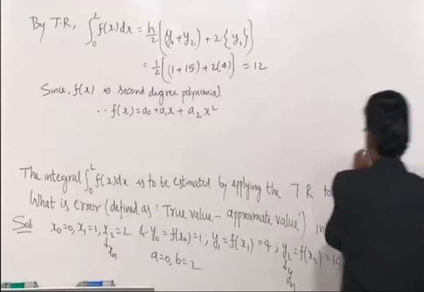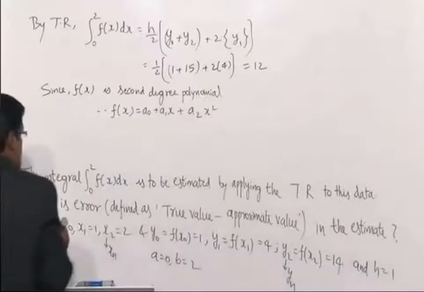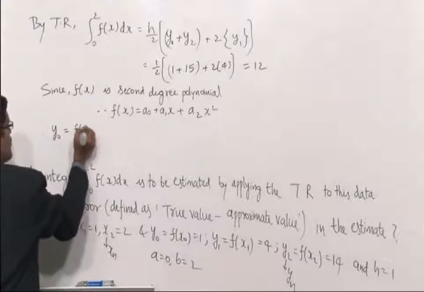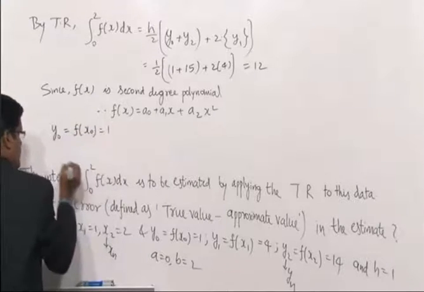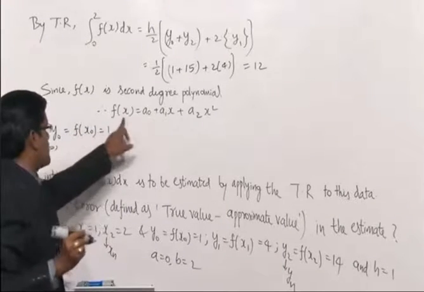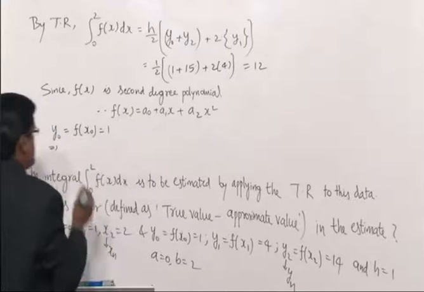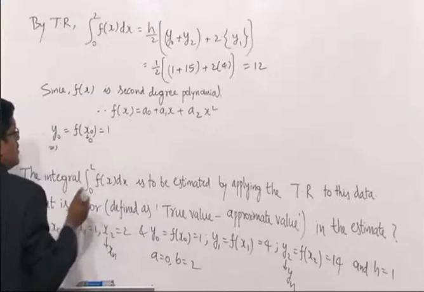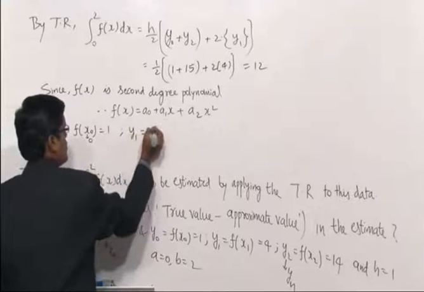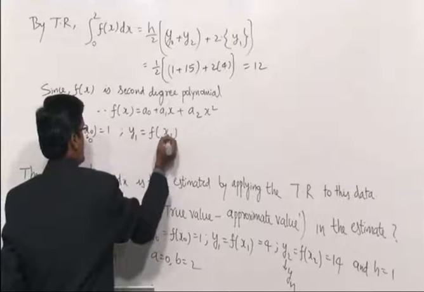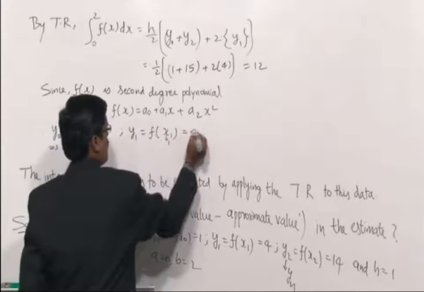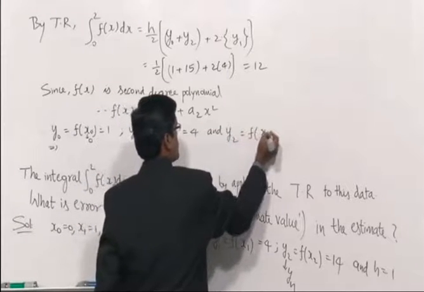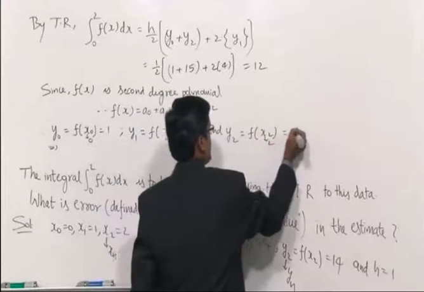Now, what are the 3 y values and 3 x values given? So y naught is equal to f of x naught, which is equal to how much? Substituting the x naught value, this is 1. Then y1 is nothing but f of x1. The x1 value is 1, whose y1 value is 4. And y2 is f of x2, where x2 is 2, whose value is 15. Let us say this is equation 1.